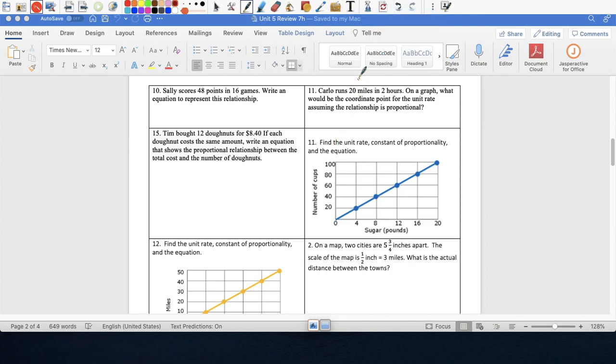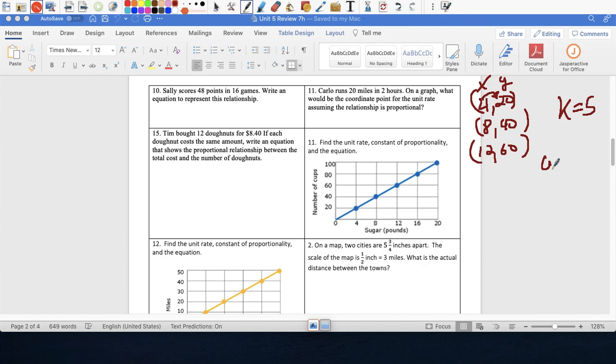The second number, 11: find the unit rate, constant of proportionality, and the equation. The unit rate, that's 4, that's 2, right? And this would be 1, so the unit rate's about here, but I don't have the value. What I do know is that I have the points (4, 20), (8, 40), (12, 60), and so forth. This is your X and your Y. So what is that multiplier? What are we multiplying 4 times and 8 times and 12 times? It's all times 5, times 5, times 5, and that's your K. So K equals 5. So our equation here is Y equals 5X.